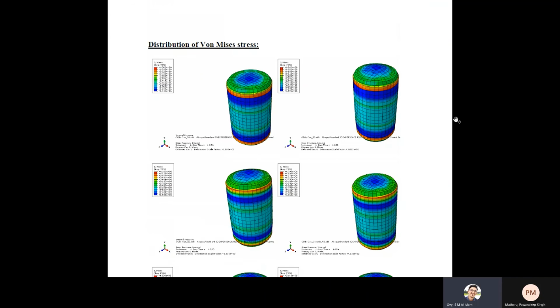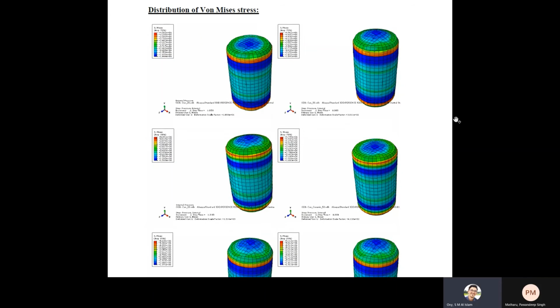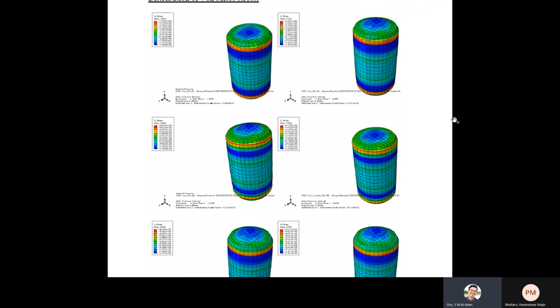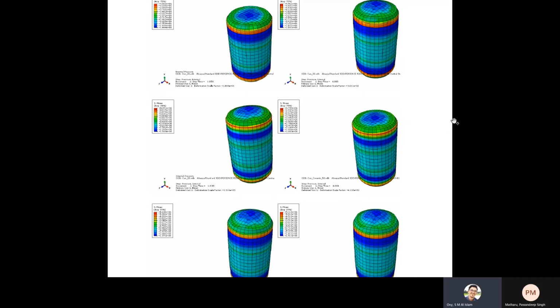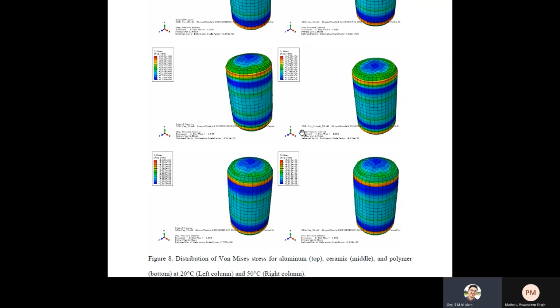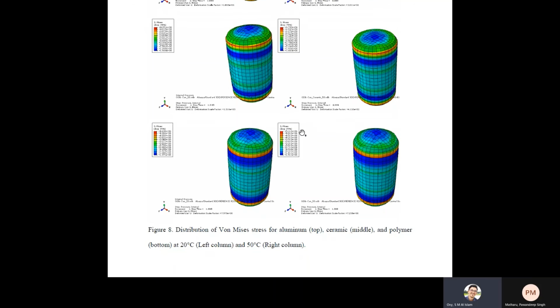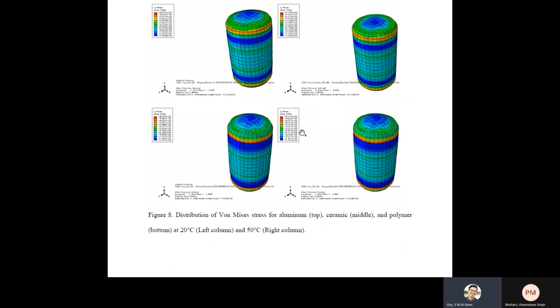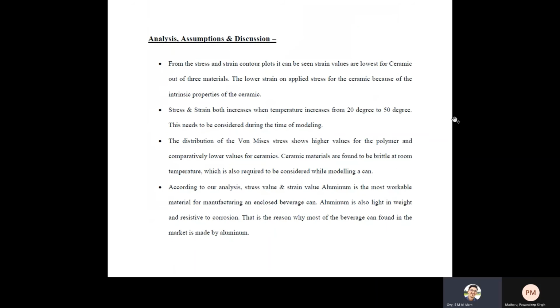Now I am going to talk about von Mises stress, which is actually a value used to determine if a given material will yield or fracture. The distribution of the von Mises stress shows higher values for the polymer and comparatively lower values for the ceramics. Every data is already given here, and ceramic materials are found to be brittle at room temperature, which is also required to be considered during the modeling.